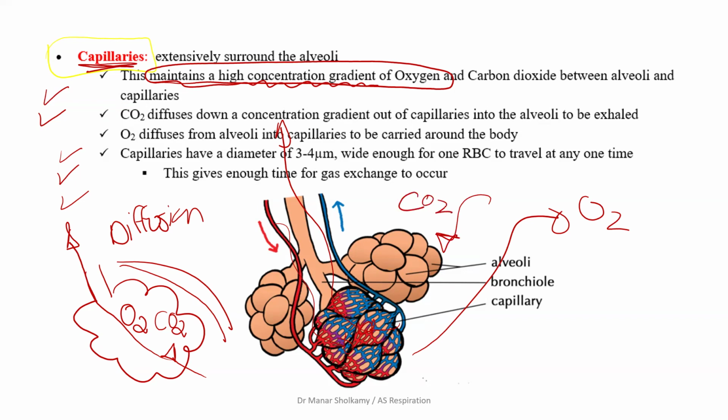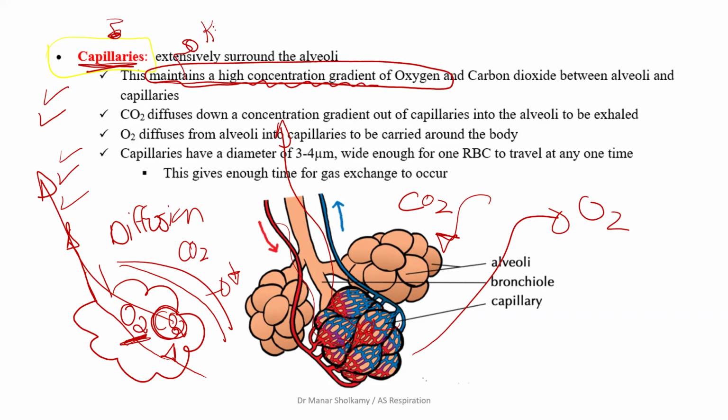So there is a high difference in concentration. I always have high oxygen in the alveoli and little oxygen in the capillaries. And I always have lots of CO2 in the capillaries and little CO2 in the alveoli. Why little CO2 in the alveoli? Because it is exhaled. Okay, so capillaries are very important to maintain a concentration gradient.